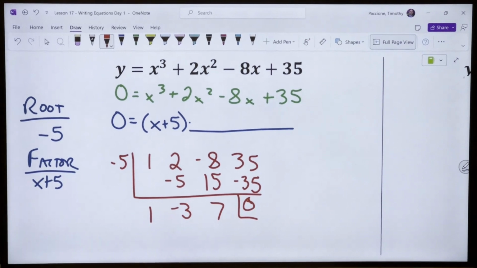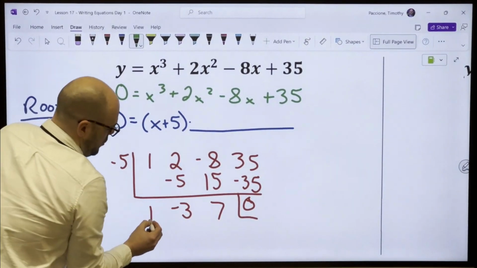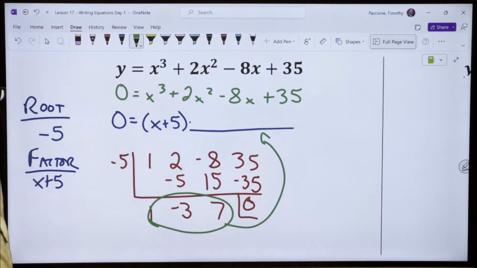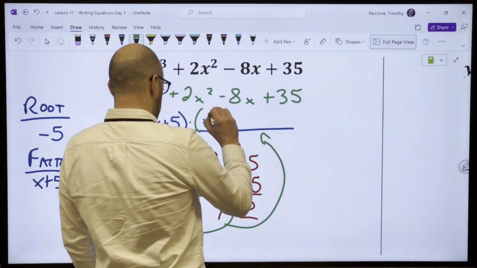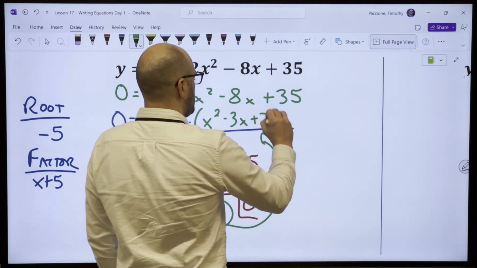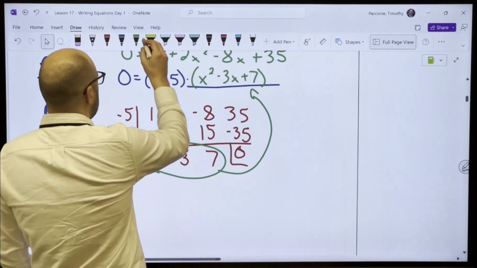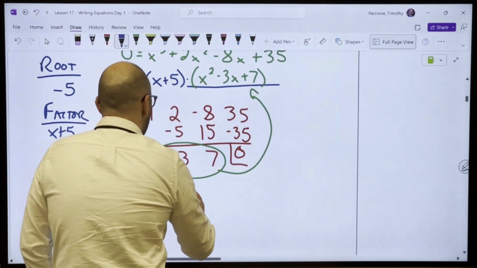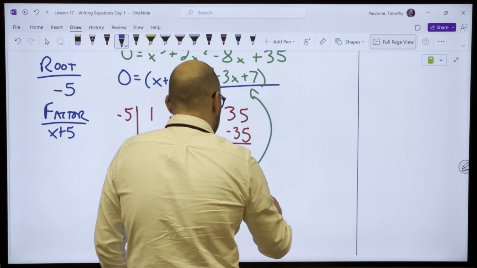Why did we do this? Yeah. We found the missing bit. So this part right here is the other piece, right? Which is? It's x squared minus 3x plus 7. Good. Okay. So let me write this down here so we can keep going. 0 equals x plus 5 times x squared minus 3x plus 7.